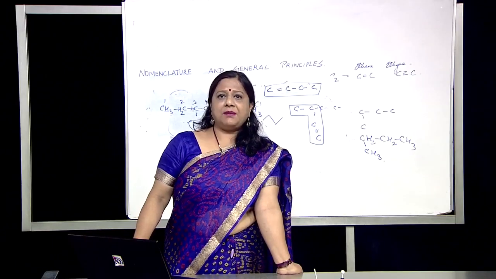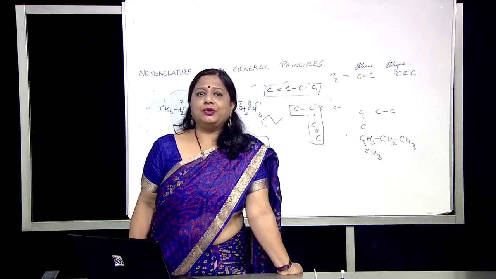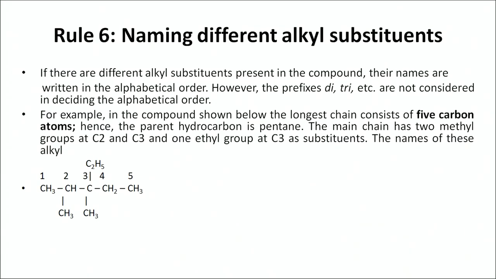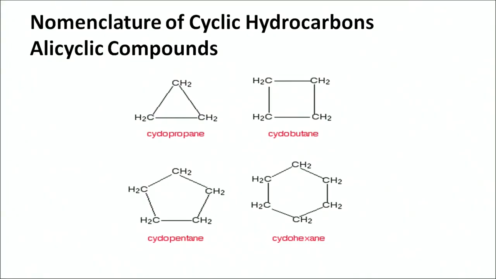Rule number 6, naming different alkyl substituents. When there are different alkyl substituents, you will name them according to alphabetical order. The given compound has a parent chain of 5 carbons, and at positions 2 and 3 there are 2 methyl groups, and at position 3 there is 1 ethyl group. So, the name of the compound is 3-ethyl-2,3-dimethylpentane.